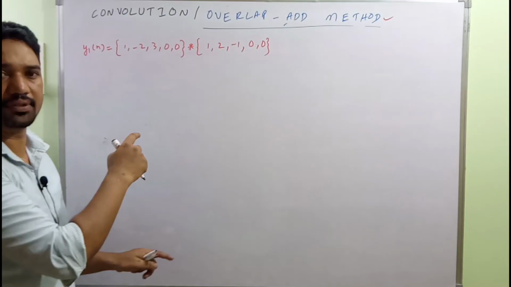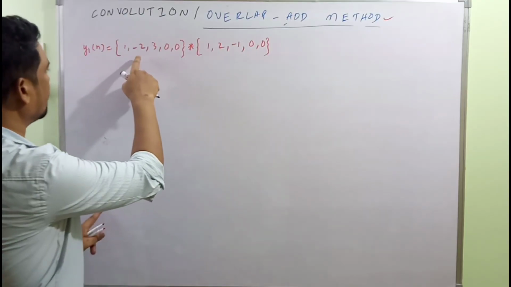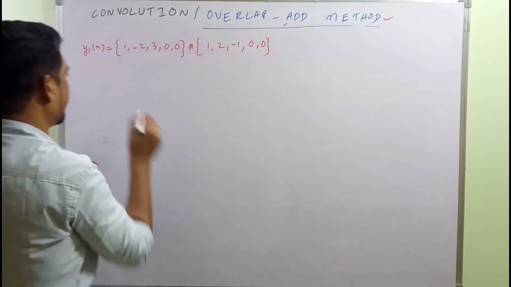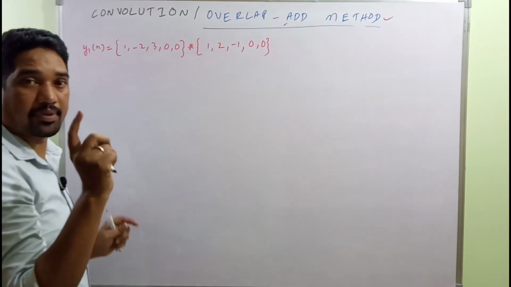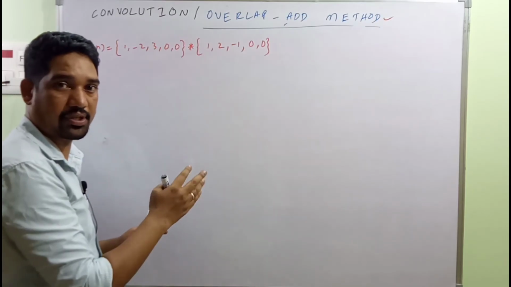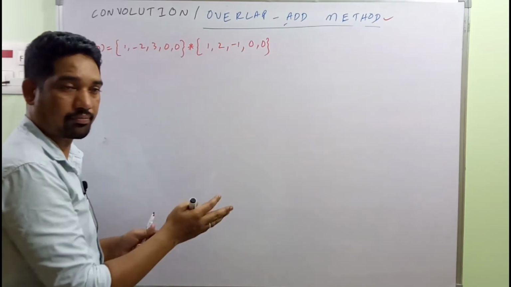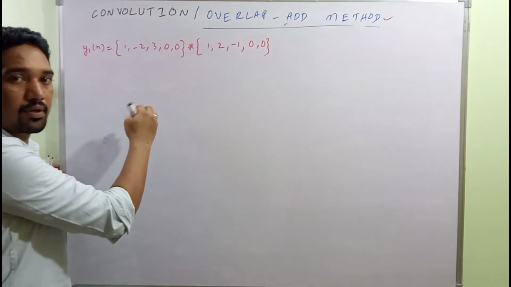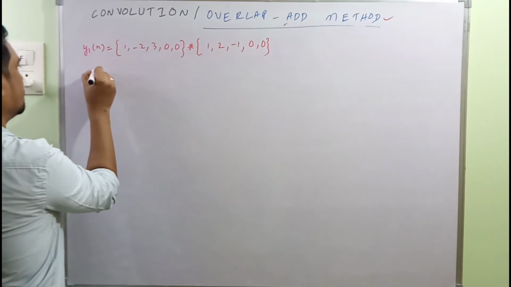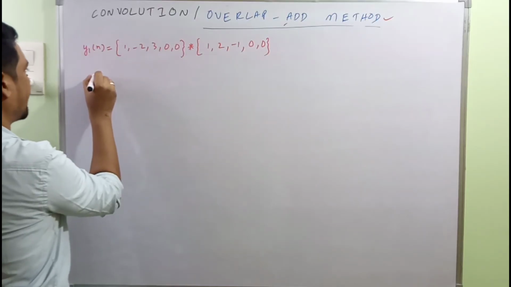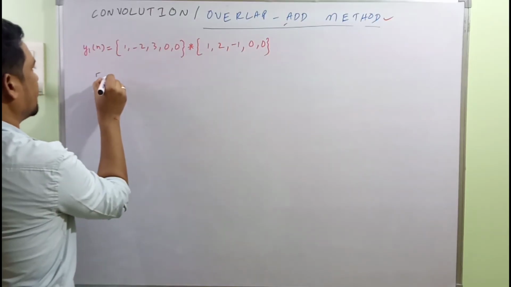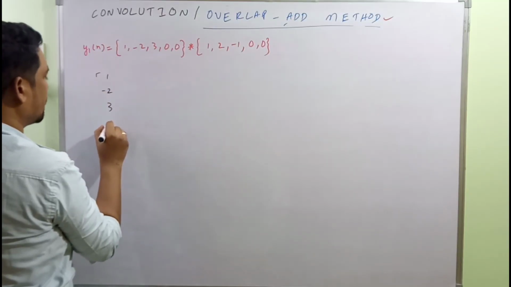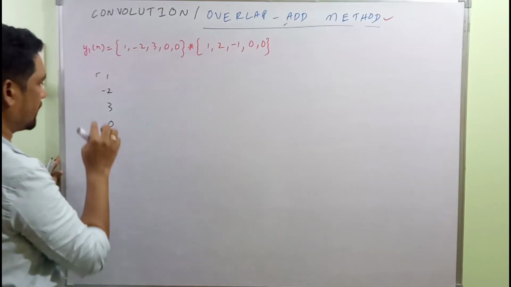How to evaluate the convolution x1 of n with h of n, making use of the very simple matrix method? How to write that one? Here the beginner shouldn't get confused. All the data will be lost if the beginner isn't careful in plotting the matrix form. It's y of n, writing that for x1 of n: 1 minus 2 3 and 0 and 0 for the first column.